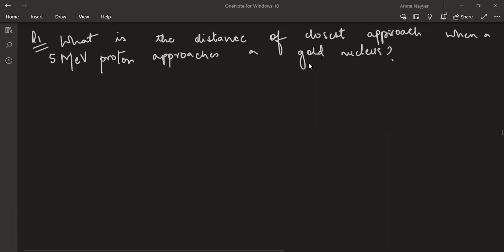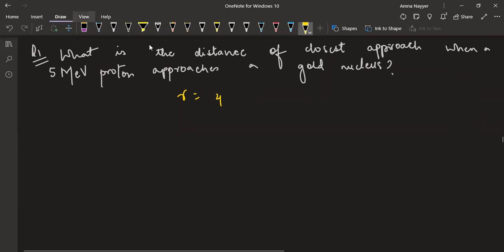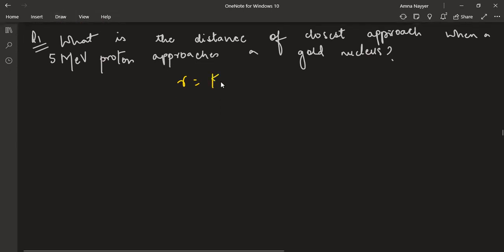What is the distance of closest approach when a 5 megaelectron volt proton approaches a gold nucleus? See, at a distance of R naught, let us assume that this is the distance of closest approach. So what is the formula for distance of closest approach? Directly let's write it down in terms of K only. So K Z e squared.